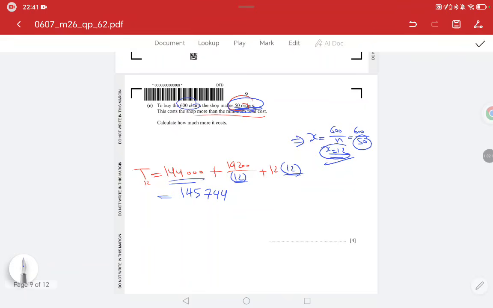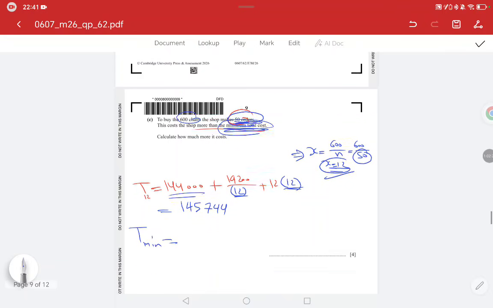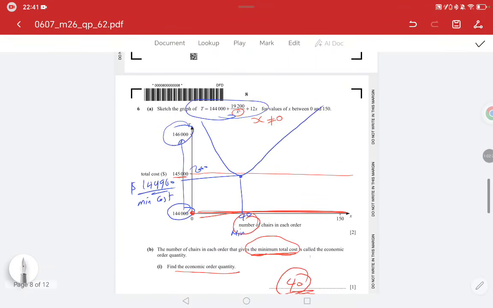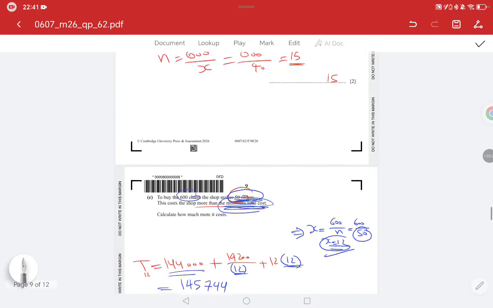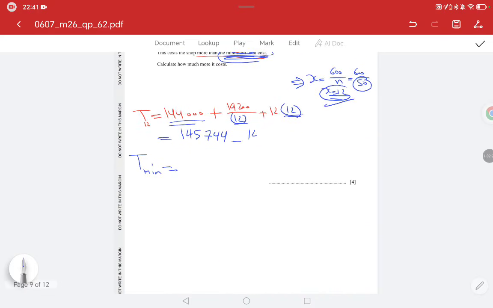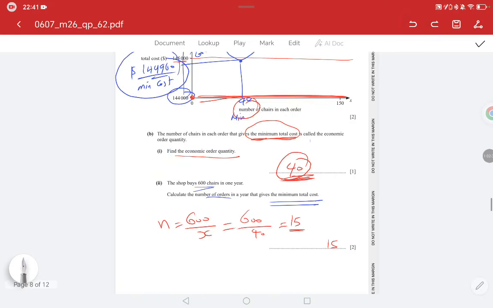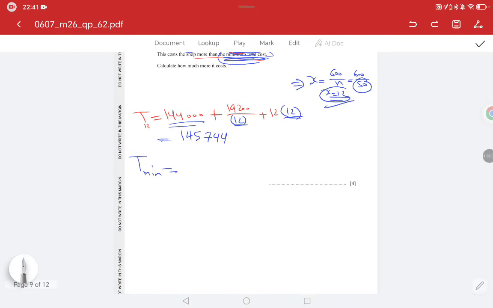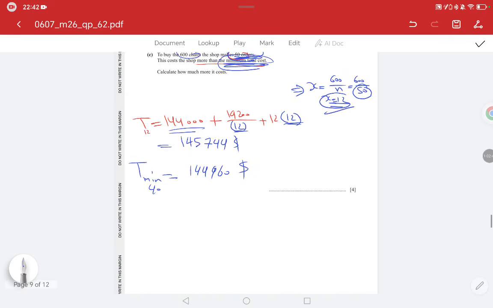And how about what they said, that this costs the shop more than the minimum total cost? What was the minimum total cost? The minimum we found before from the graph was this one. You don't have to find it again. It was 144,960. Let's write it there. So this one at 40, right? So it's 144,960 dollars.